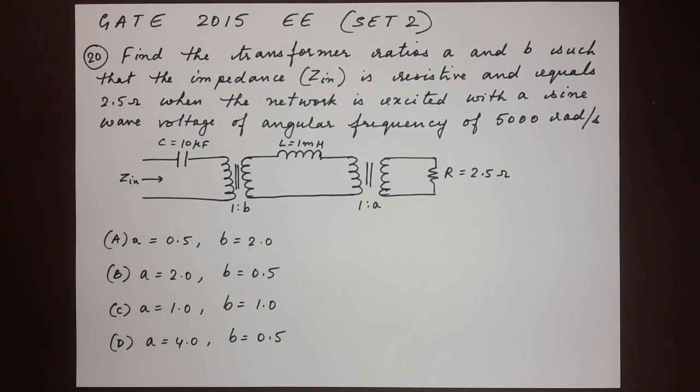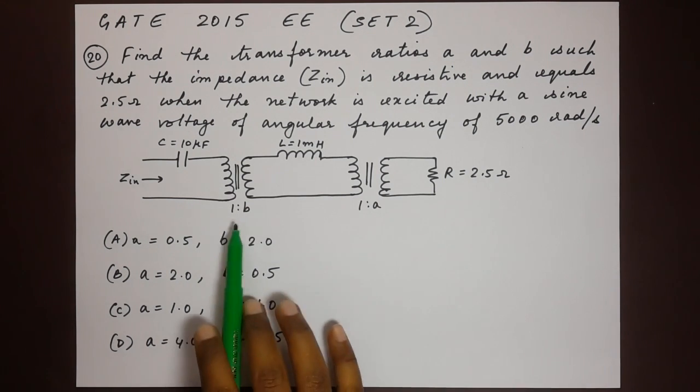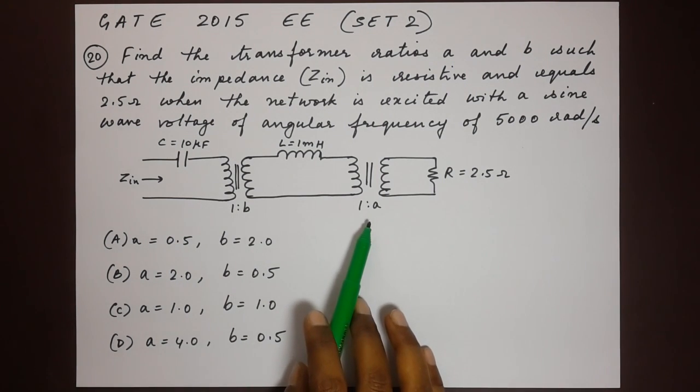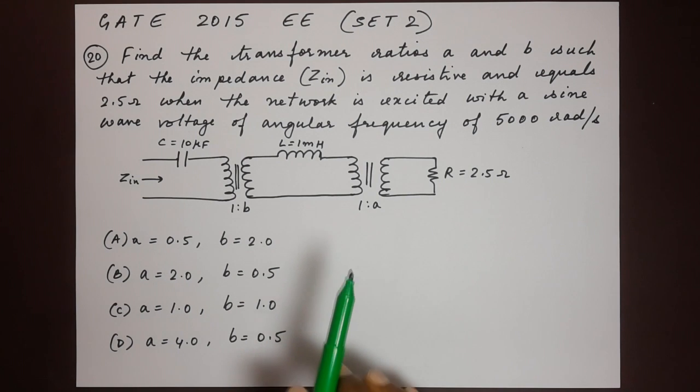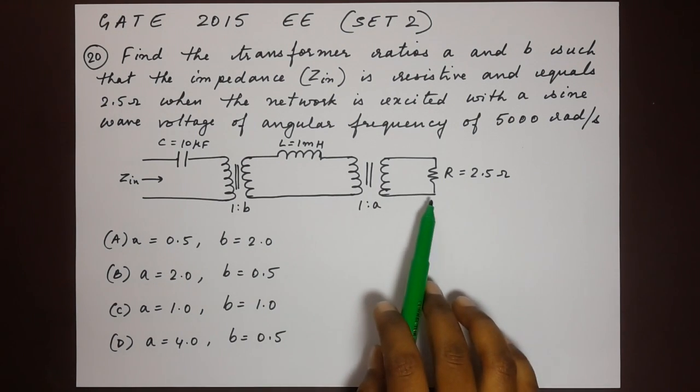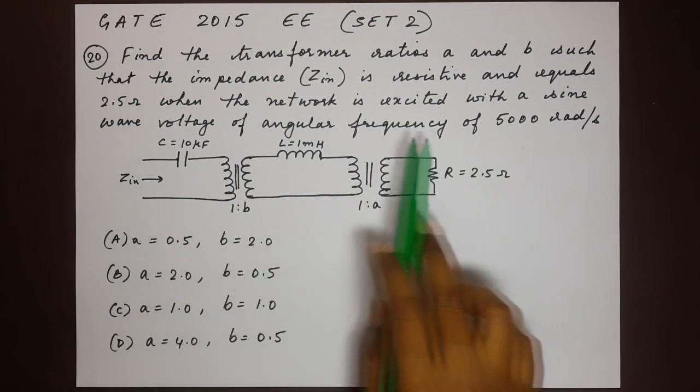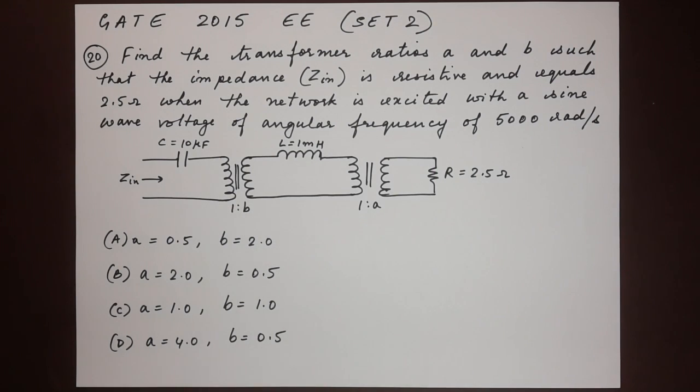Okay, so we have a figure given to us. And we see that we have two transformer ratios. On one end, we have 1 is to B. On the other end, we have 1 is to A. Now, we have to try to convert this entire figure into one equivalent circuit. So we'll do that step by step.